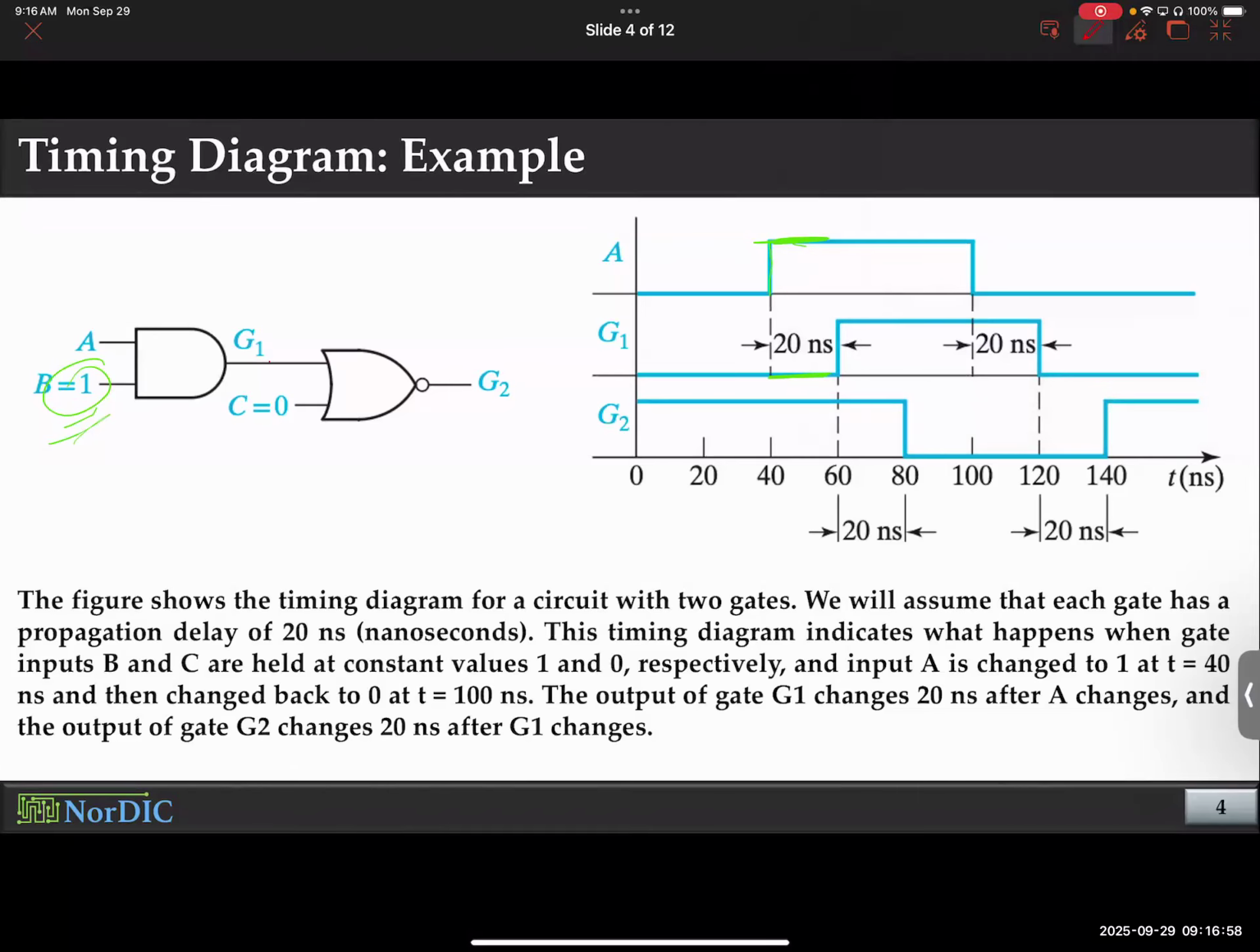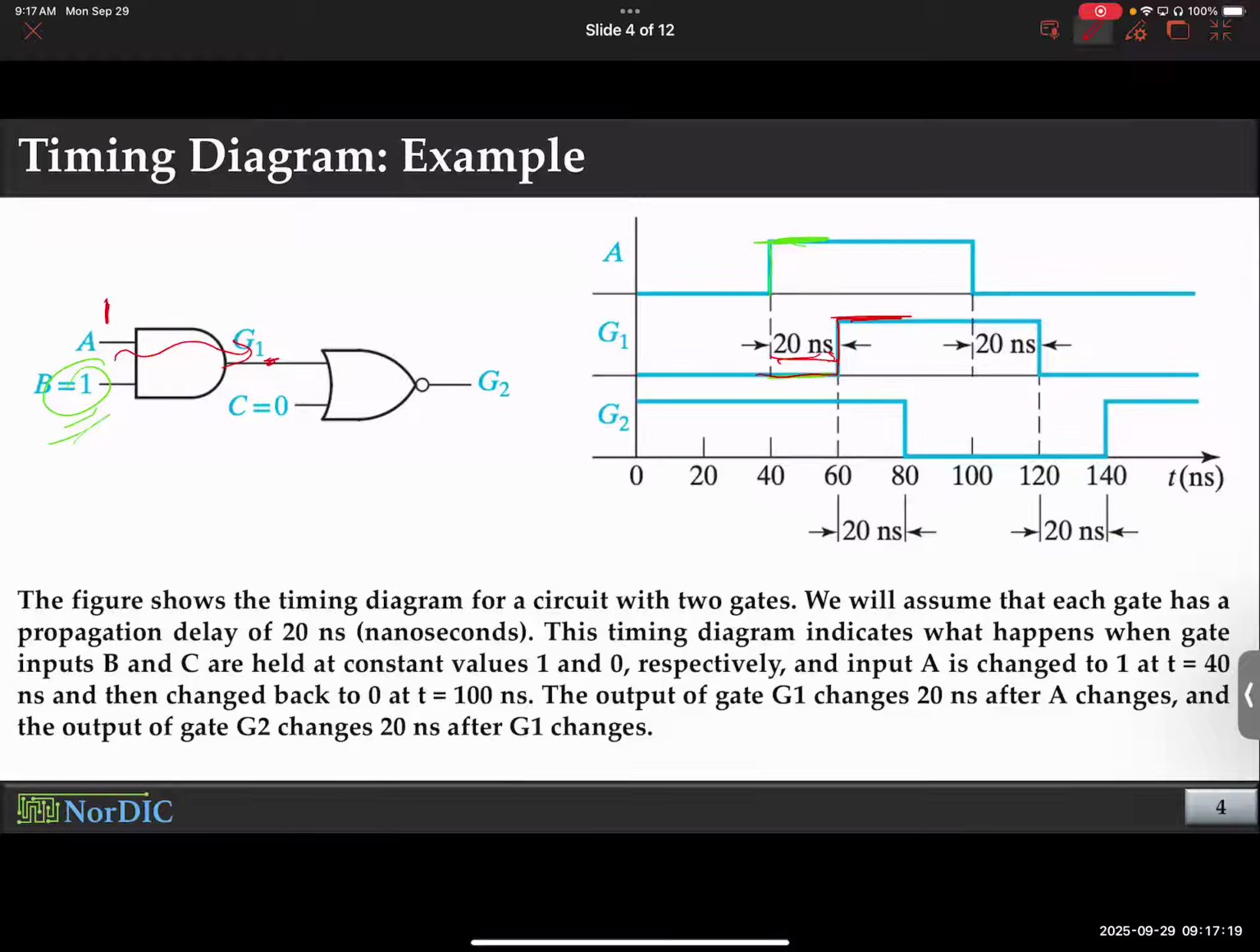Yes, G1 got the news that, hey, something changed to the input. A is now 1, so I should start changing the output. But the output will not change instantaneously. There will be a delay. And this is what you see. So G1 eventually changed from 0 to 1, but it took some time. For this example, it's like 20 nanoseconds, for example, right? So this is the delay.